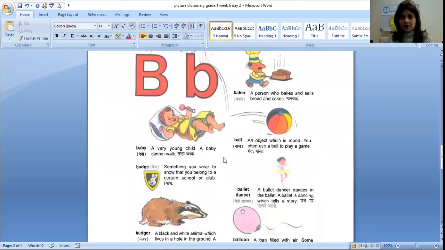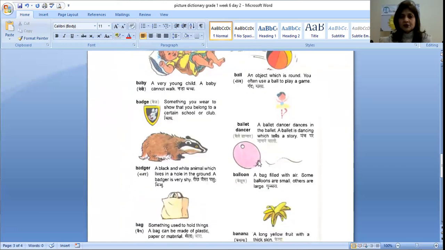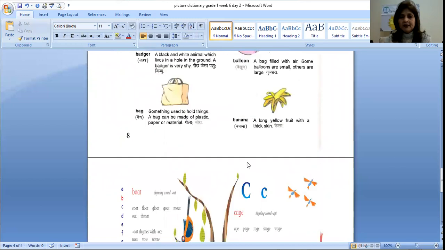Now comes B. What are the words that they have given? Like baby. Now who is a baby? A very young child. A baby cannot walk, right? And then another word is baker. Now, who's a baker? A person who bakes and sells bread and cakes, right? In the same way, they have given another word, that is ball. And what is a ball? An object which is round. You often use a ball to play a game, right? In this way, they have used so many other words: balloon, banana, bag.